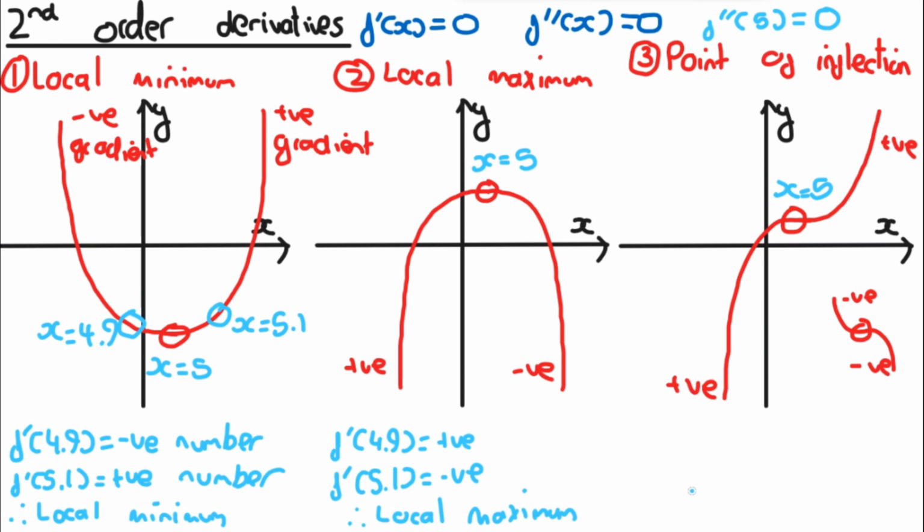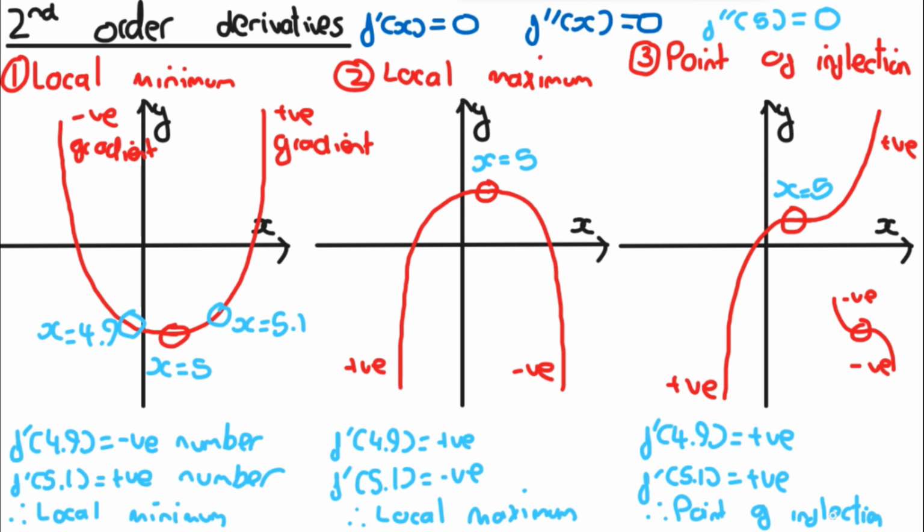And then for a point of inflection, if f dash of 4.9 is equal to a positive number and f dash of 5.1 is equal to a positive number, therefore it will be a point of inflection. And of course, we talked before that it could also be a negative gradient afterwards. So it could also be, vice versa, where they're both negative. So that works as well.